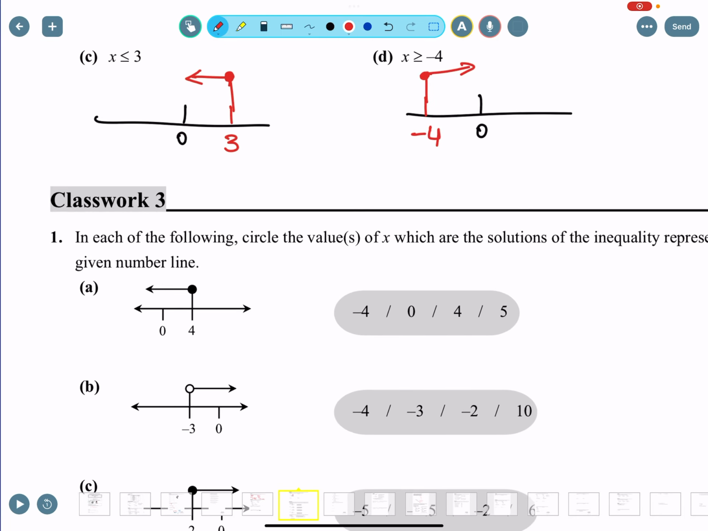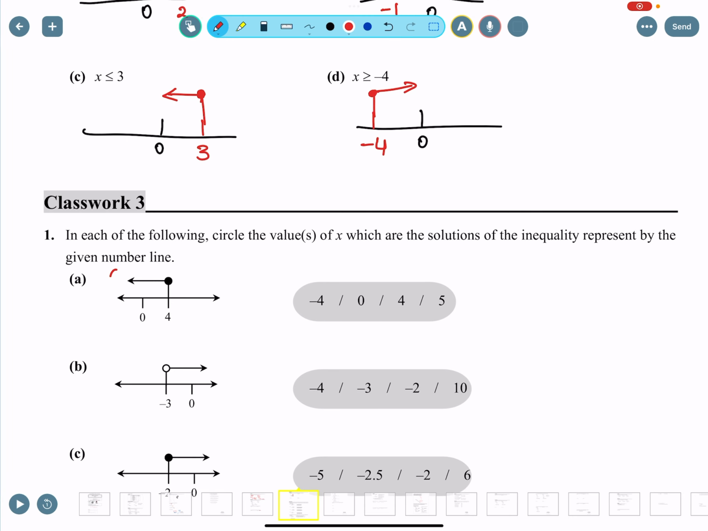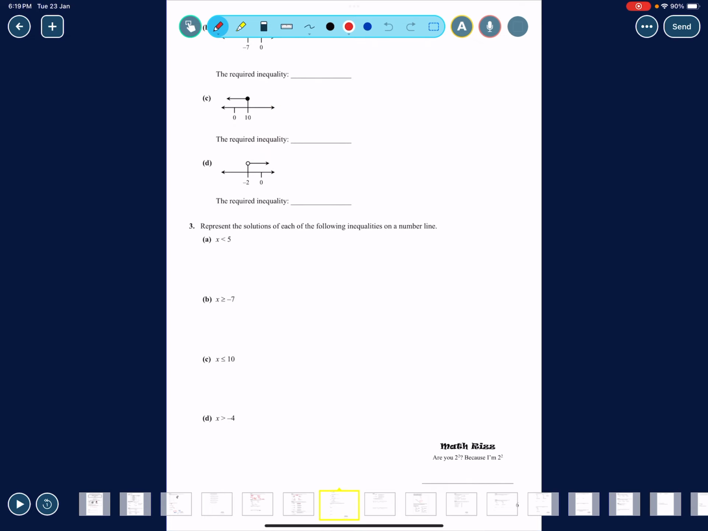Okay, so over here, just in case it comes out, circle the numbers that are solutions for this number line. You can see the number line is pointing to the left side, and it's also solid. Solid means 4 is included as well. So I know 4 is a solution. The other solutions are less than 4. 0 is less than 4, so I'm going to circle that. -4 is less than 4, so I'm going to circle that. 5 is not a solution because 5 is on the right side. The arrow is pointing to the left side. Therefore, 5 is not a solution.